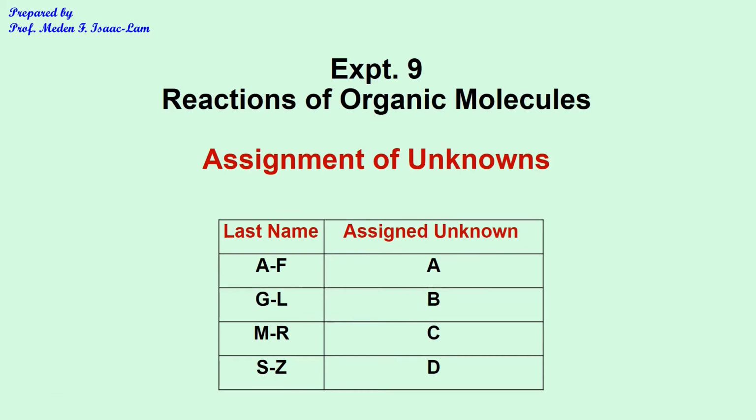The unknowns are assigned according to the last name. If your last name starts with A to F, you're going to be using only unknown A. Last names G to L, unknown B. Last names M to R, unknown C. Last names S to Z, unknown D. You're just going to be using one unknown.